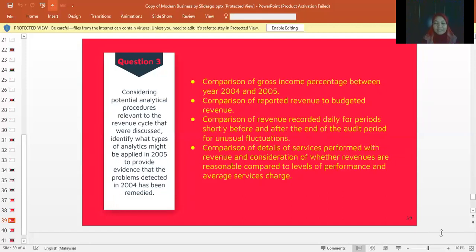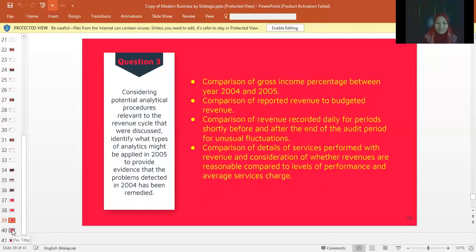The second is comparison of reported revenue to budgeted revenue. And the third is comparison of revenue recorded daily for periods shortly before and after the end of the audit period for unusual fluctuations. And the last one is comparison of details of services performed with revenue and consideration of whether revenues are reasonable compared to levels of performance and average services charged.